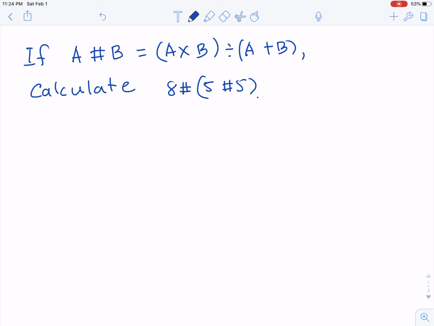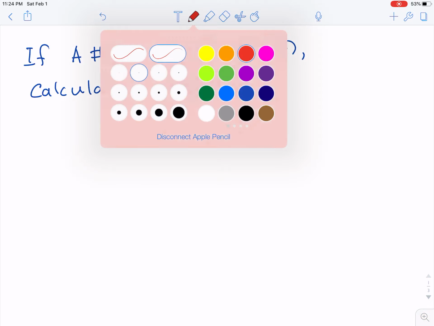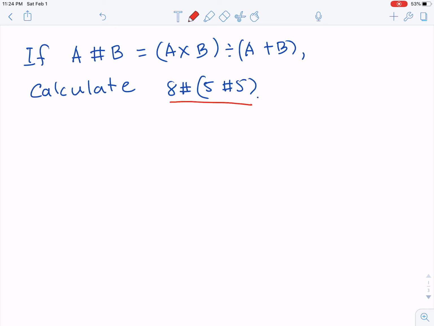So madalas ito lumalabas, no? Yung ganitong klase ng tanong, no? Ang gagawin lang naman natin dito is substitute lang naman natin yung mga values, no? In general, sa mathematics, inuuna muna natin yung nasa loob ng parenthesis, no? So sa expression na to, 8 sharp quantity 5 sharp 5 then close quantity, unahin natin syempre yung 5 sharp 5, nasa loob.